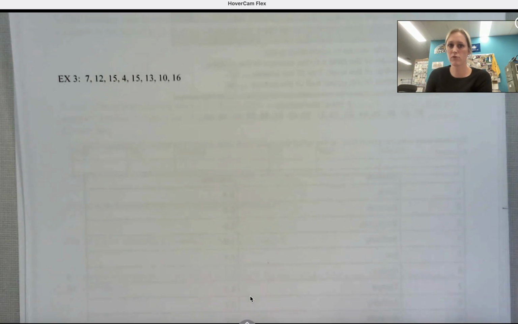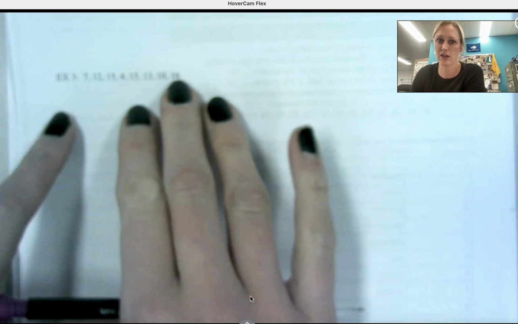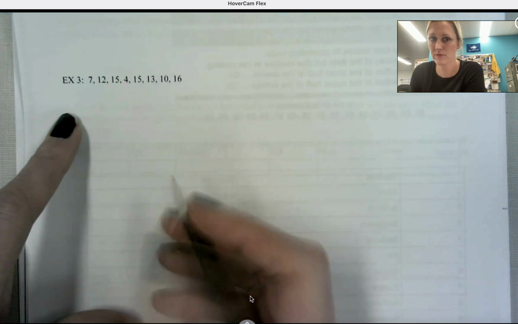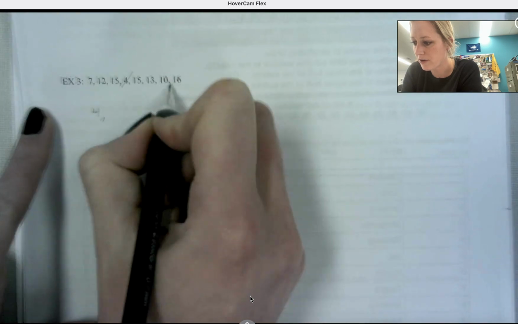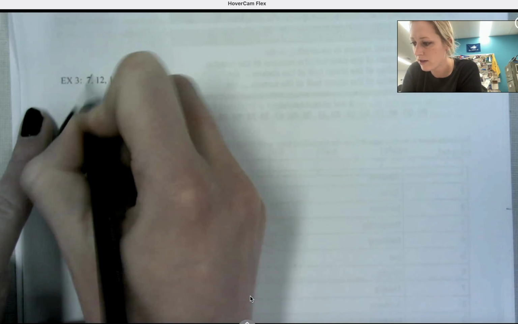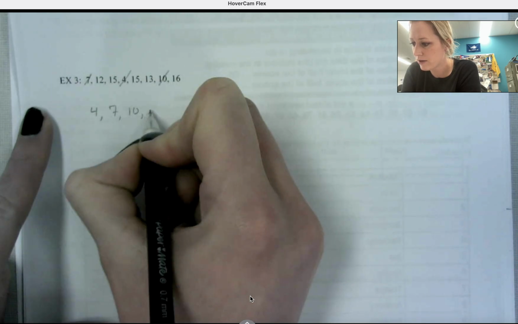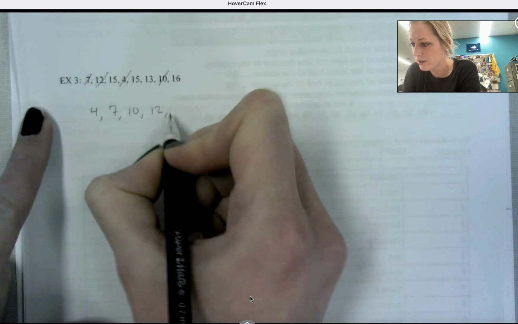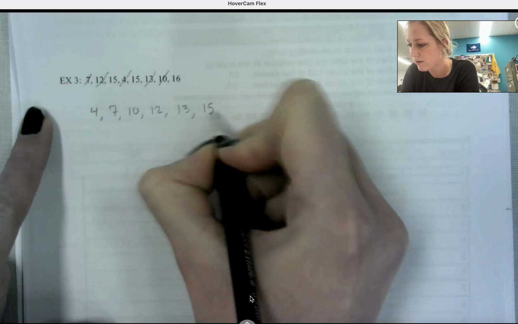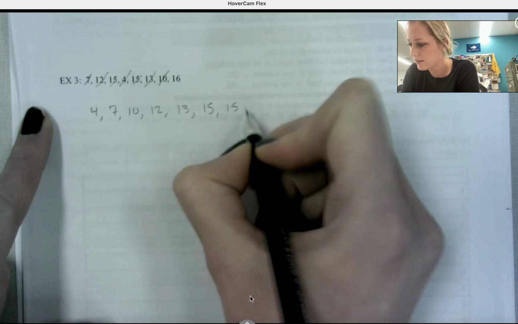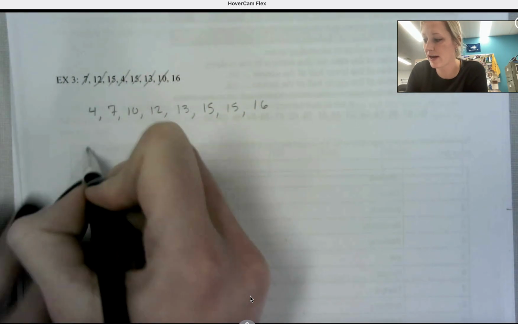Same thing. Before I jump in, I would like to put this in order from least to greatest. So 4 is the lowest number. I'm going to cross them out as I go. Then 7. Then 10. Then 12. 13. 15, and 16. So I put them in order, so we're going to find those same 5-number summaries.